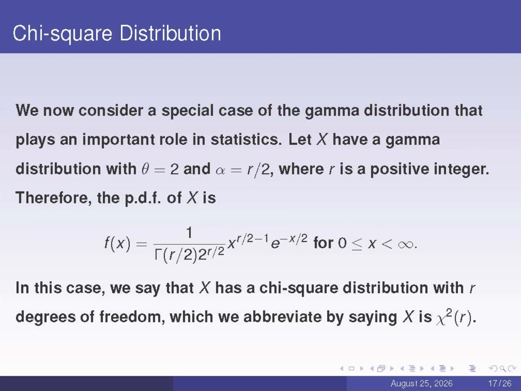We will introduce the chi-square distribution, which is obtained by setting the parameters of the gamma distribution to theta equals 2 and alpha equals r over 2, where r is the parameter of the chi-square distribution. Thus, when the probability density function of a random variable x takes the form shown in the third to last line, x is said to follow a chi-square distribution with r degrees of freedom.